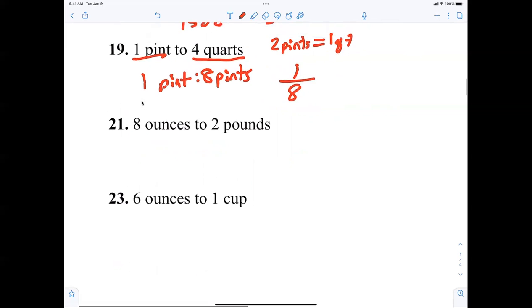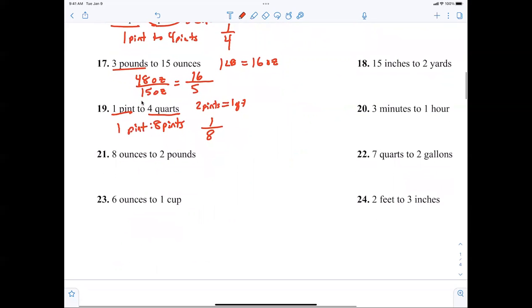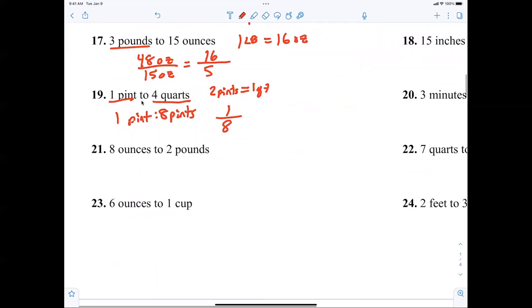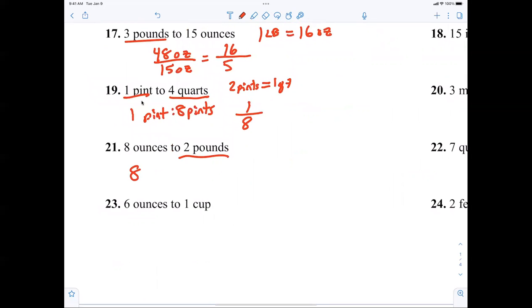Look in your notes. Find somewhere where we did one with pounds and ounces. That's right. So if you have 2 pounds, how many ounces do you have? You're amazing. 32 ounces is perfect. So now what happens? 8 and 32.